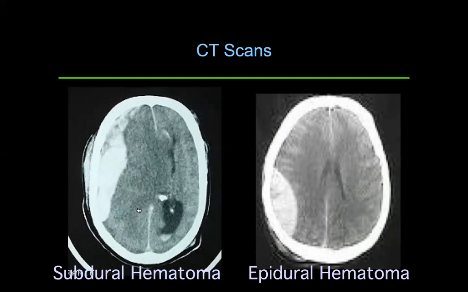you have subfalcine herniation. You start to get hypodensity, which means that the PCA, the posterior cerebral artery, is also affected, and you can barely see the midline, which has been pushed completely. So these patients usually have a high risk of PCA and anterior cerebral artery infarcts because the pericallosals run parallel to the falx, and that's the epidural hematoma.